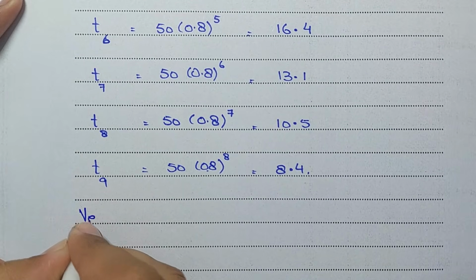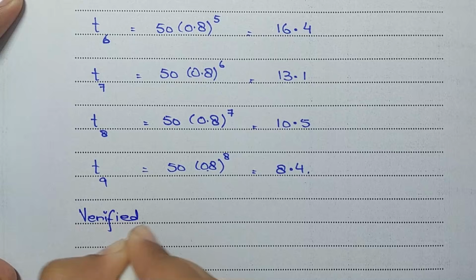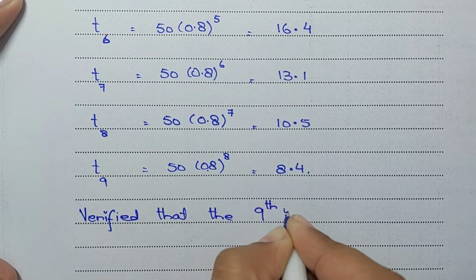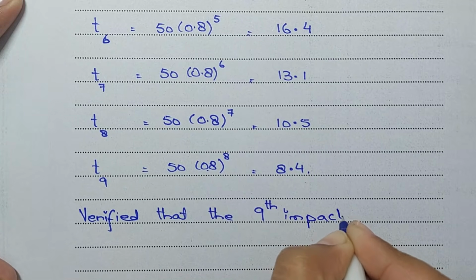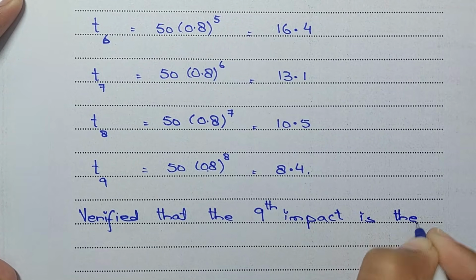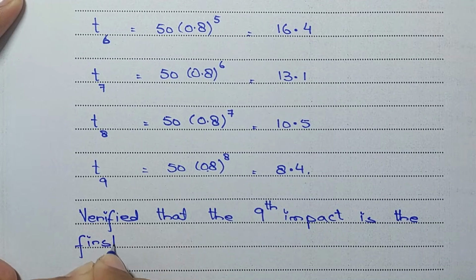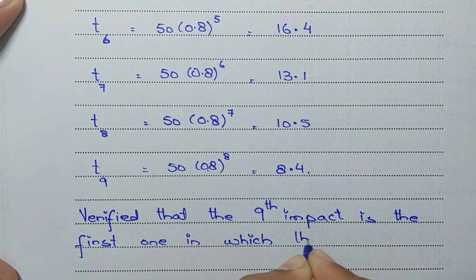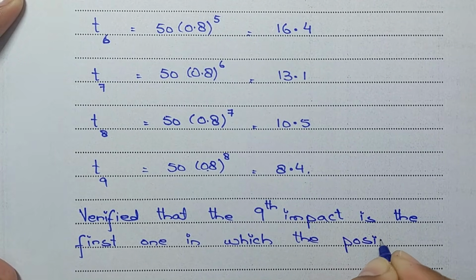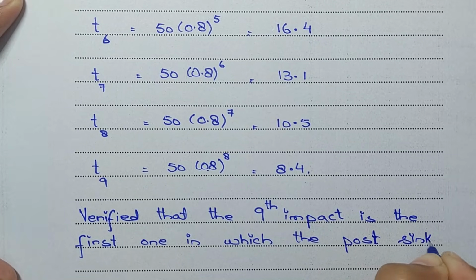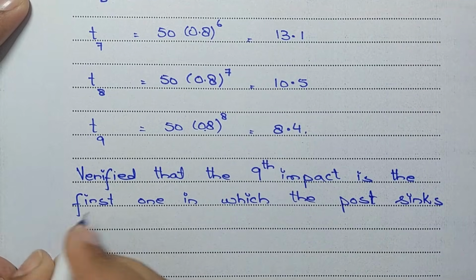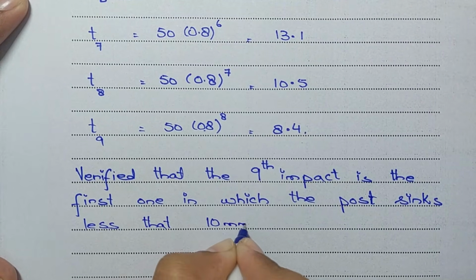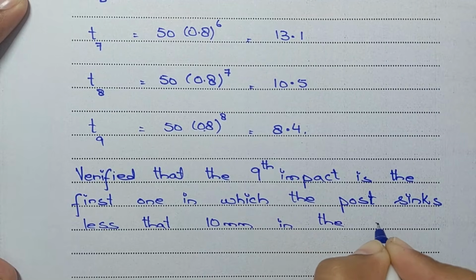So it is verified that the ninth impact, or the ninth term, is the first one in which the post sinks less than 10 millimeter in the ground.